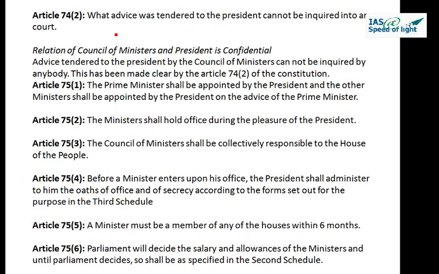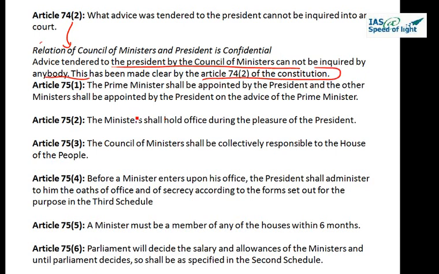Article number 74(2) tells us that the advice the Council of Ministers and Prime Minister give to the President cannot be inquired into by any court. So indirectly it says that the relation of the Council of Ministers and the President is a confidential one. An advice tendered to the President by the Council of Ministers cannot be inquired into by anybody, and this has been made clear by Article number 74(2) of the Constitution.